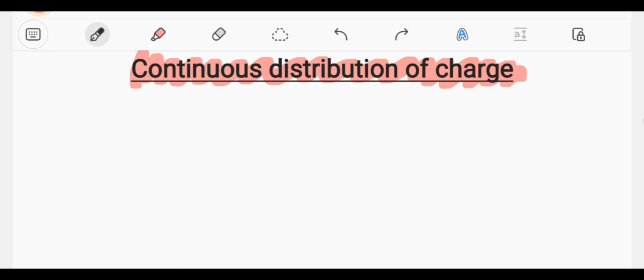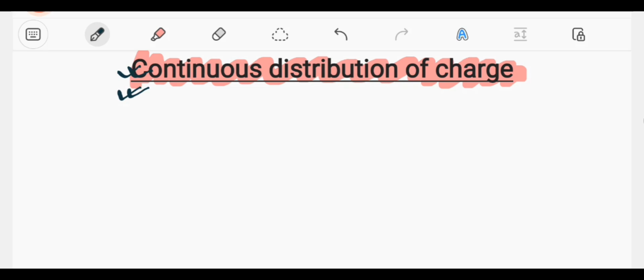Students, in this video we will be discussing the continuous distribution of charge. What is the continuous distribution of charge? Continuous distribution of charge means the distribution of charge in any body uniformly. If the charge is distributed uniformly in any body, then we consider it as a uniform distribution, or we can also read it as a continuous distribution.